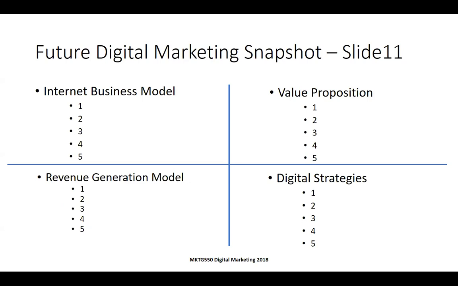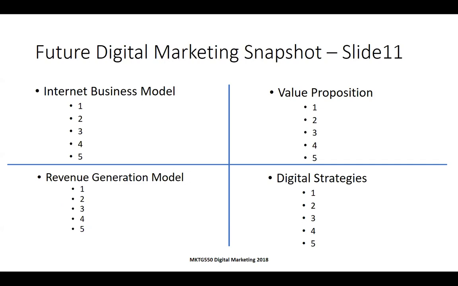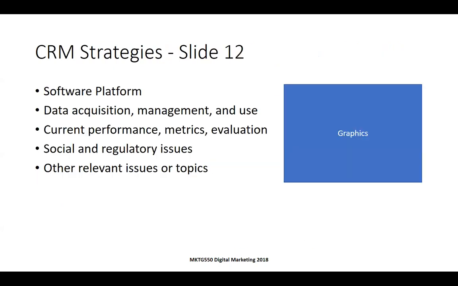Future digital marketing snapshot. This is where it is today. What are you going to do tomorrow? Moving on, CRM, customer relationship management strategies. What you're going to start seeing here, guys, is the number one problem in digital marketing used to be getting found. How do you get your head up, like a meerkat? How are you going to be found in this absolutely ridiculously crowded environment called the internet?